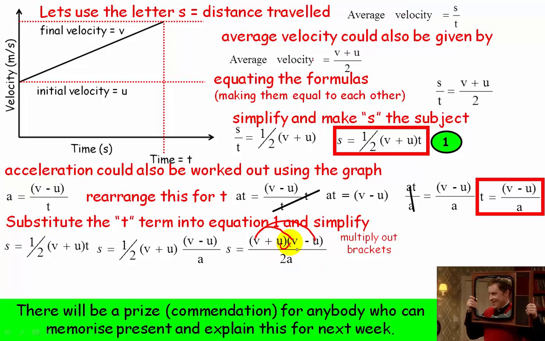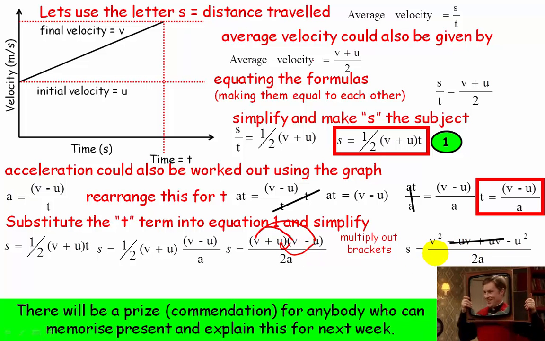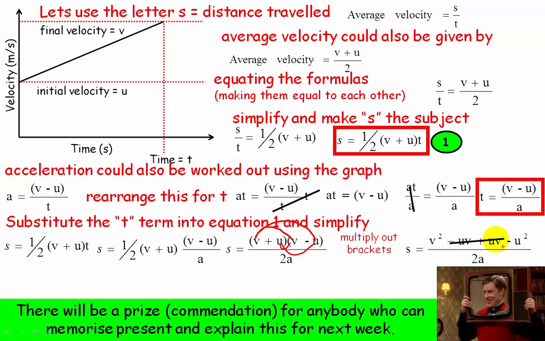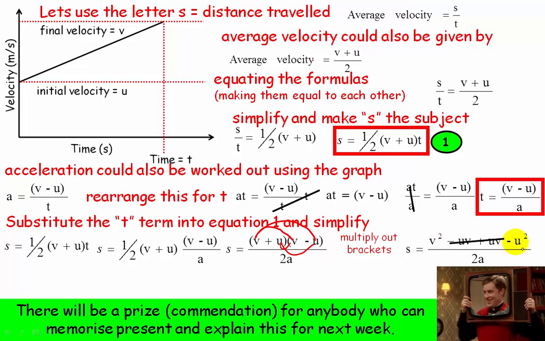Then we could do u times v, which again is uv, right? Positive uv, and then u times u, which will be negative u squared in this case because the u is negative. Okay, so that's what this has got us to. S is equal to v squared, because the minus uv and the positive uv can cancel each other out, they're just subtracting off each other. We're left with v squared minus u squared over 2a.